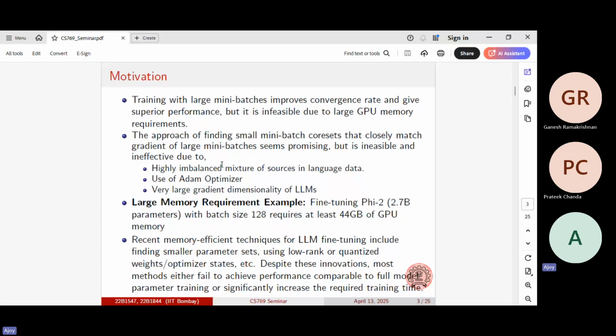For the Phi 2 model with batch size 128, it requires 44 GB of GPU memory to train just 2.7 billion parameters with the Adam optimizer. The recent memory efficient techniques for LLM fine tuning use methods like finding smaller parameter sets using low rank methods like LoRA. Despite these innovations, they fail to achieve the performance, and they have large training time.